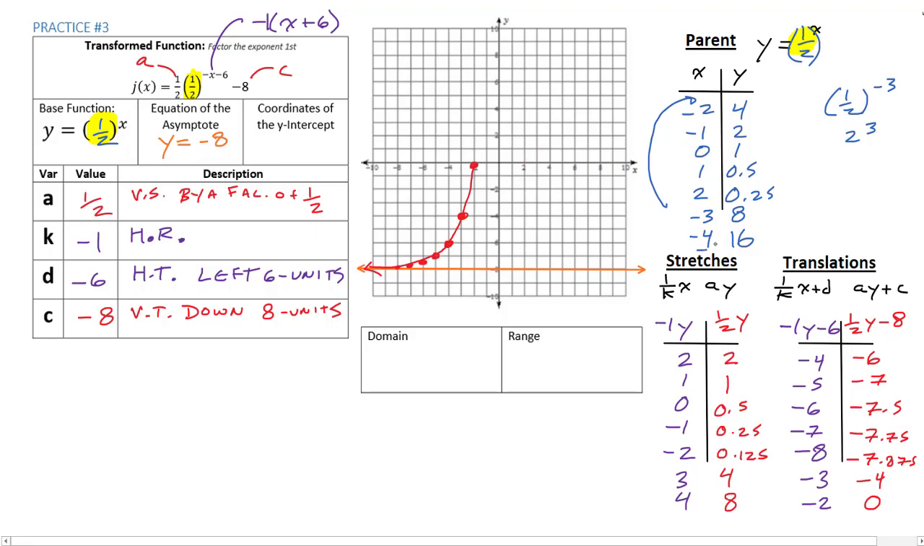I'm going to even add another point in here, -5, right? So what's 2 to the -5? Well, that's the same as 2 to the 5, which is going to be 32. I really want to get an accurate picture. So I'm just showing you how you can go about doing this, right?